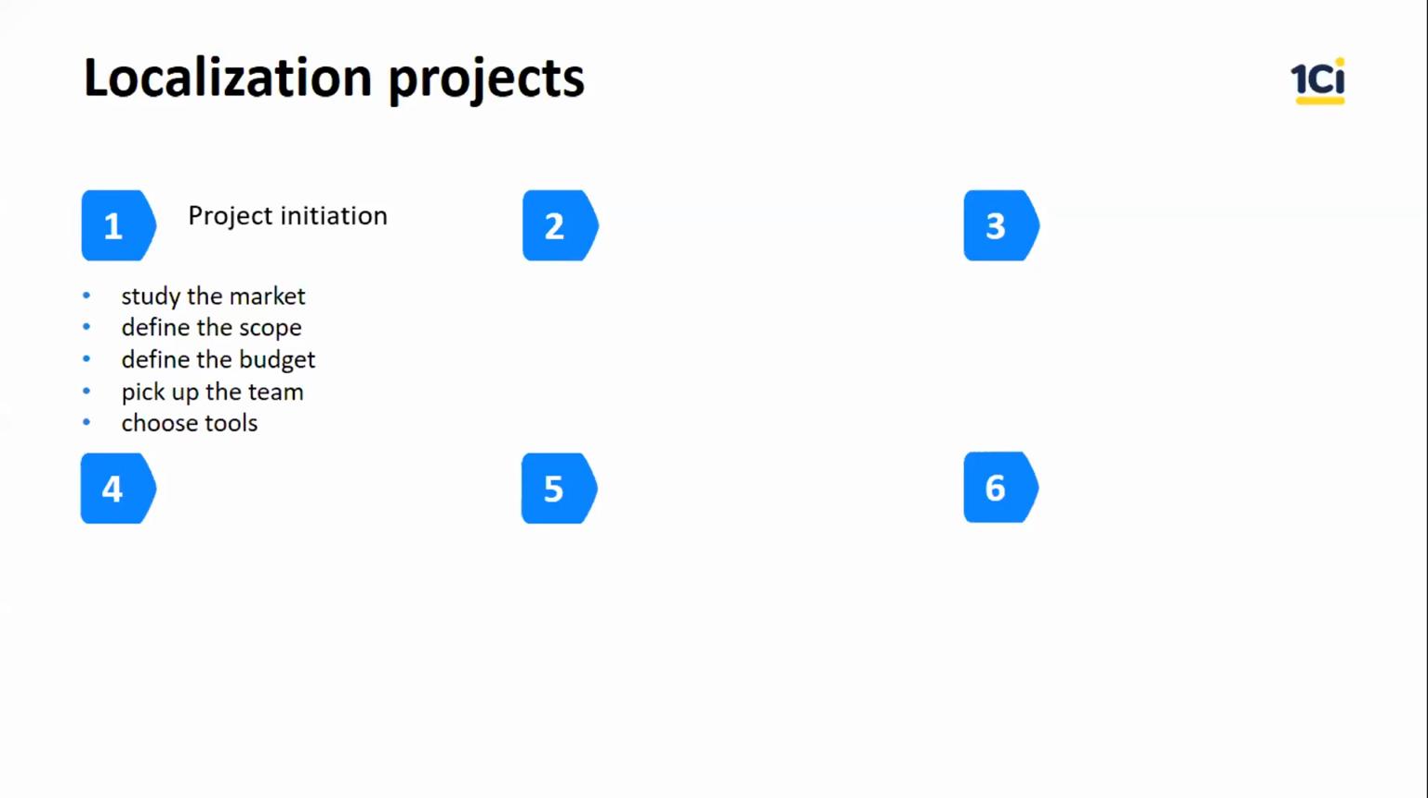We also count the words to translate, evaluate the budget, and at this stage we also pick up the whole team: the project manager, translators, and editors. When picking up the translators, we make test translations and validate them. We try to find an expert in the country to validate the translations. Here we choose tools and decide whether we use a translation system or not.